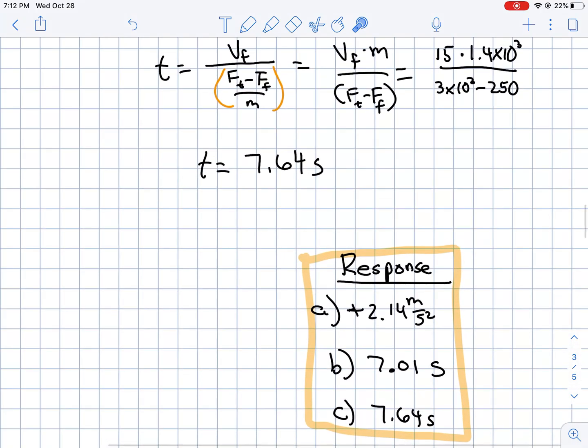So to summarize, in the end, the acceleration is going to be a positive acceleration. It's going to be 2.14. The time required to accelerate without resistive forces is this 7.01 seconds. And because there's now a resistive force, it's going to make it accelerate slower. So therefore, it is going to take more time to accelerate to that same rate of 15 meters per second. So for part C, we end up with 7.64 seconds.